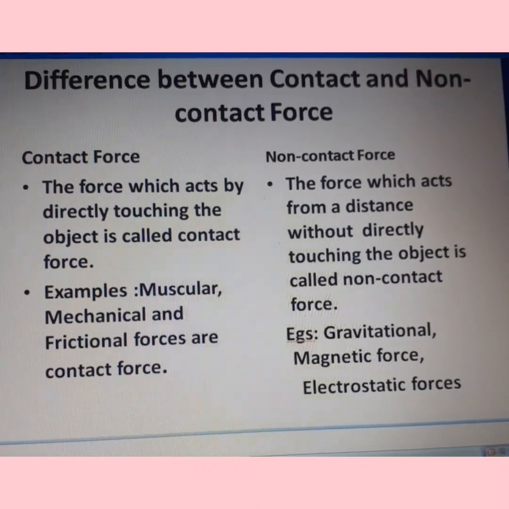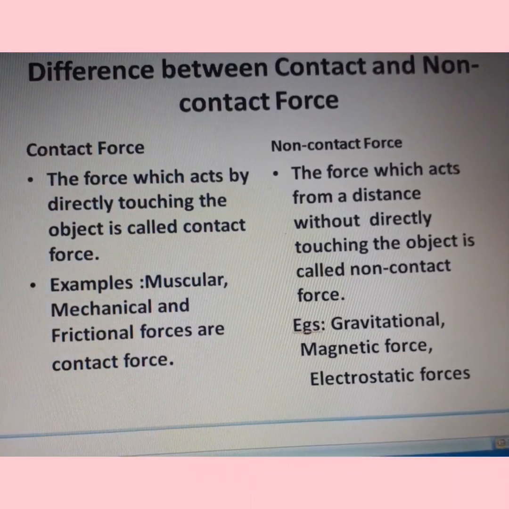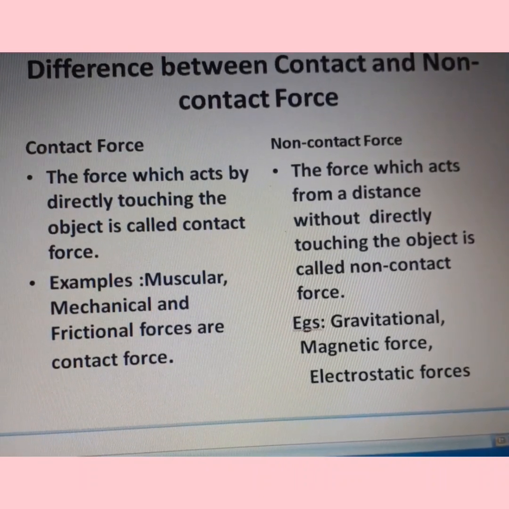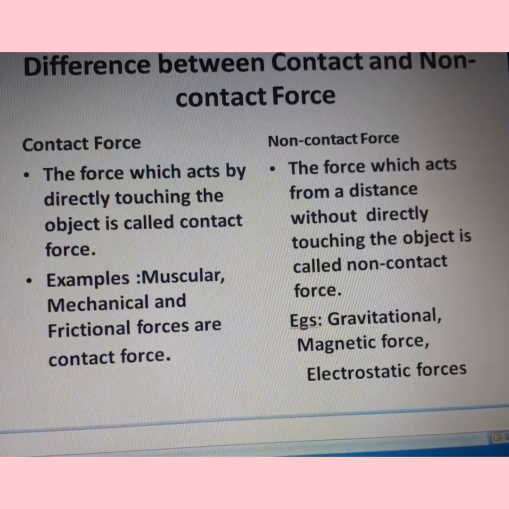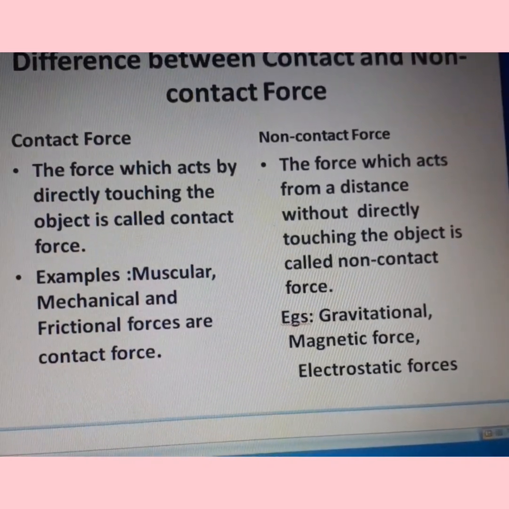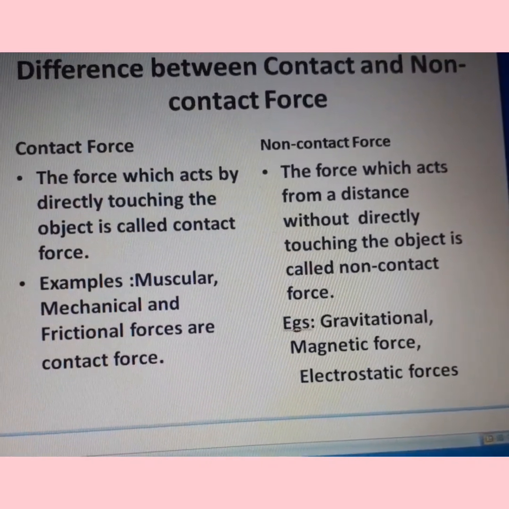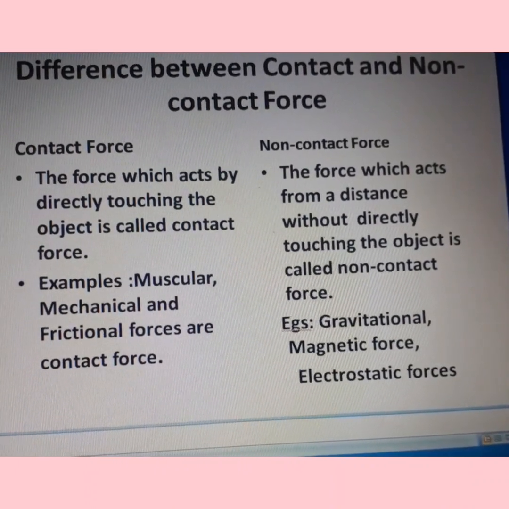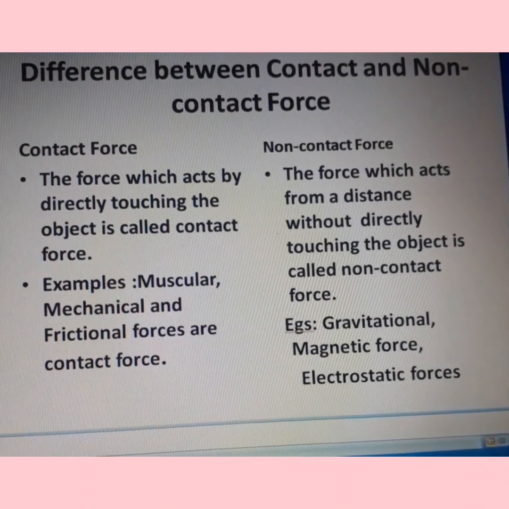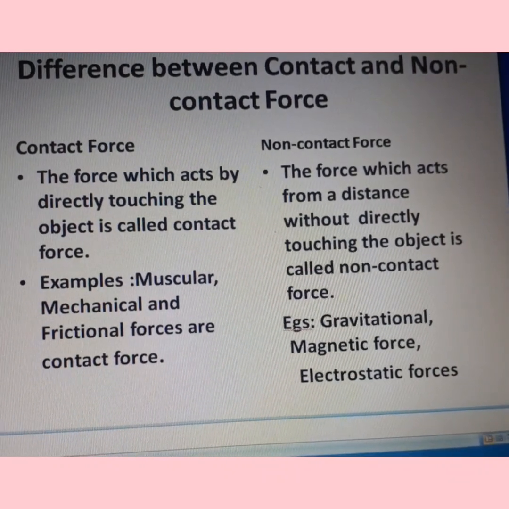So, the difference between the contact force and the non contact force is: contact force is the force which acts directly touching the object, whereas the non contact force is the force which acts from a distance without directly touching the object.